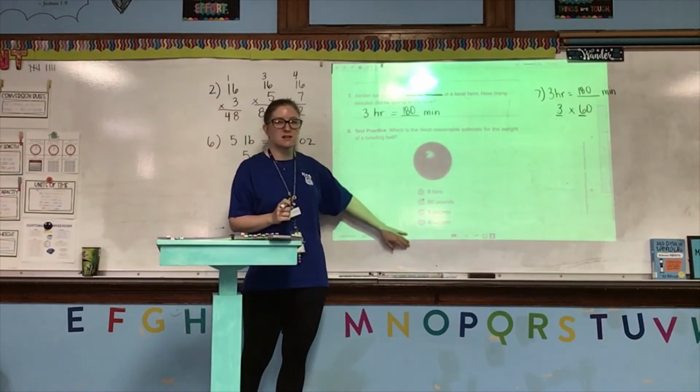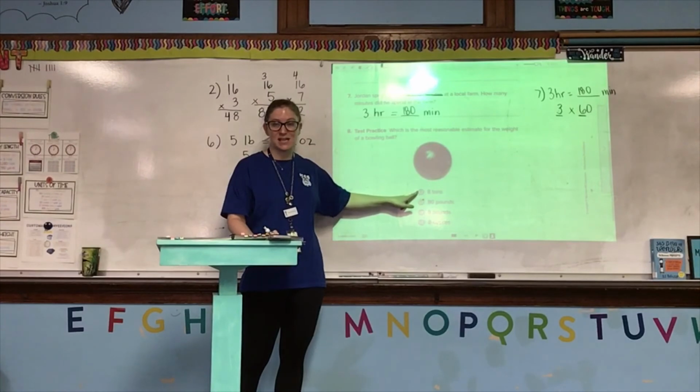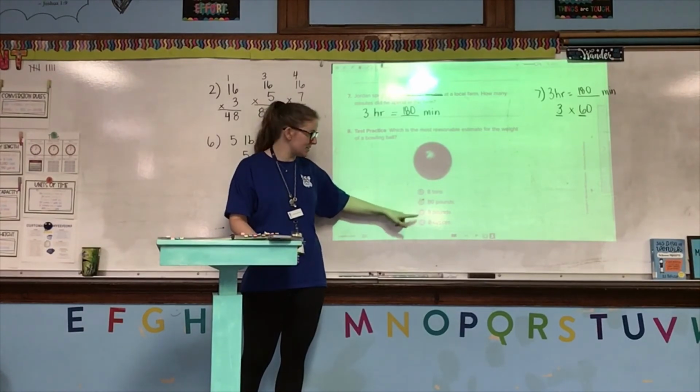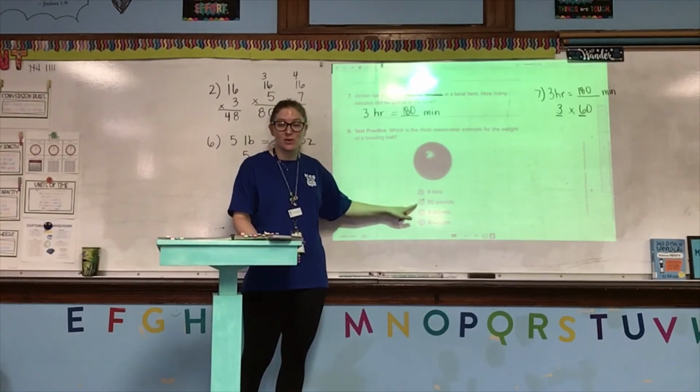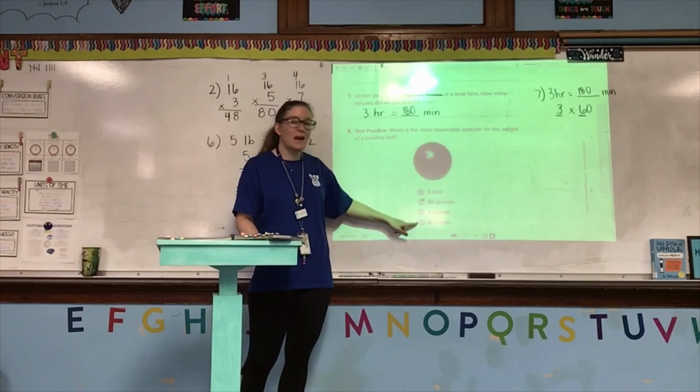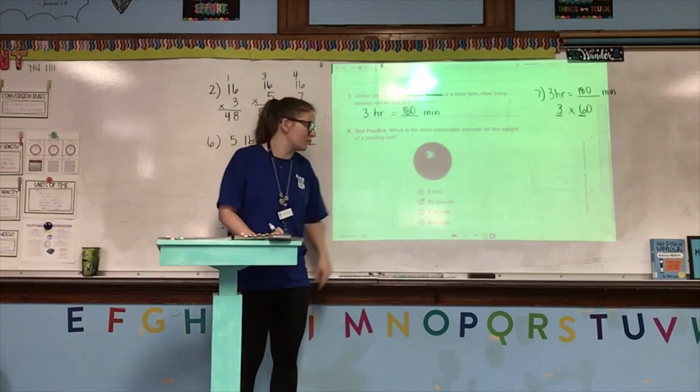So we're just choosing the best one. Is it 8 tons, or the same as 8 elephants or 8 small cars? 80 pounds, or the same as 80 pineapples or 80 loaves of bread? 8 pounds, or the same as 8 loaves of bread or 8 pineapples? Or 8 ounces, which would be the same as 8 slices of bread or 8 strawberries?